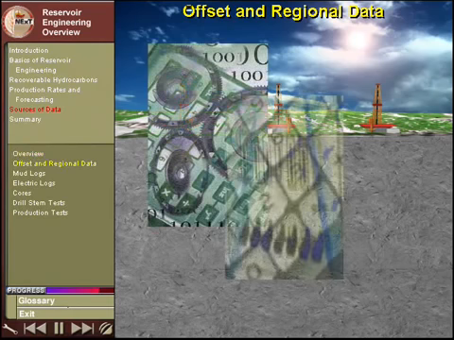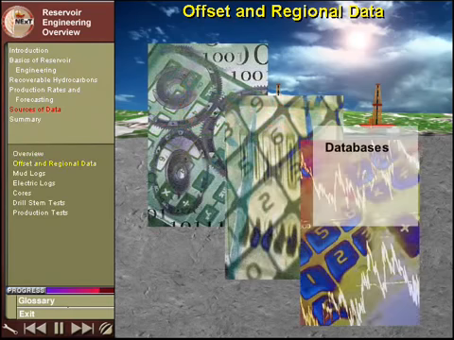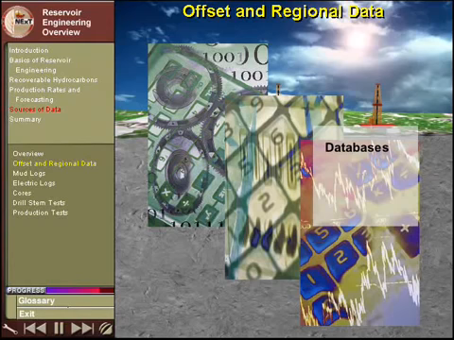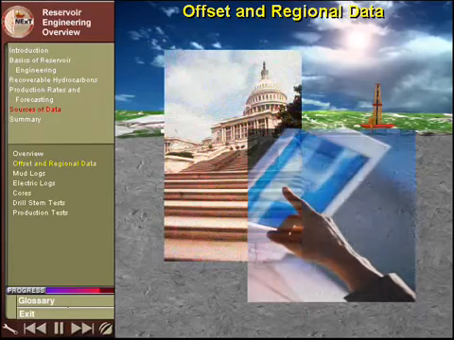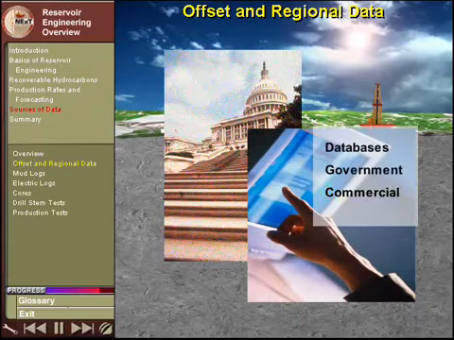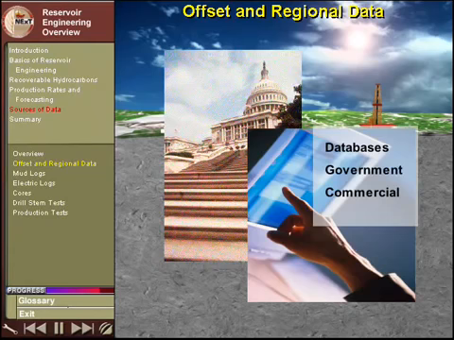The quickest and most inexpensive way to gather information about a reservoir or well is through published databases. These databases are available through government sources or commercial ventures that sell the data.